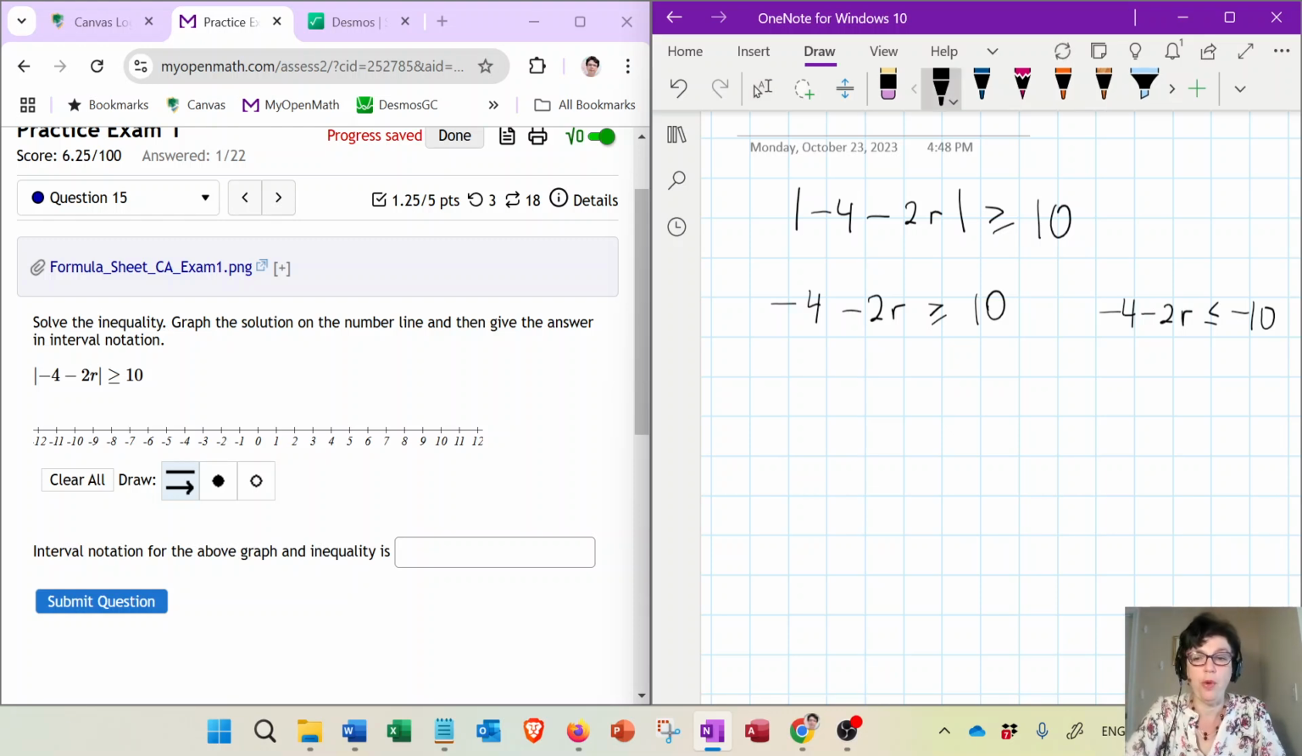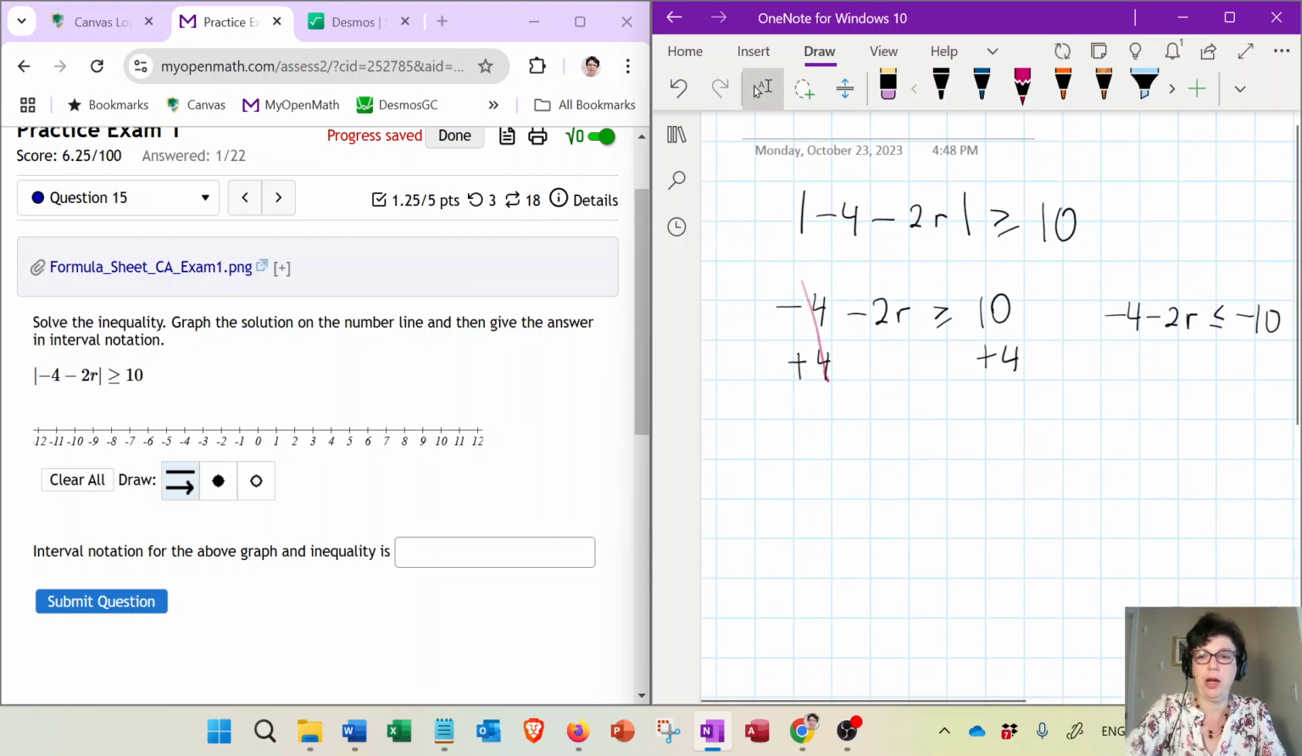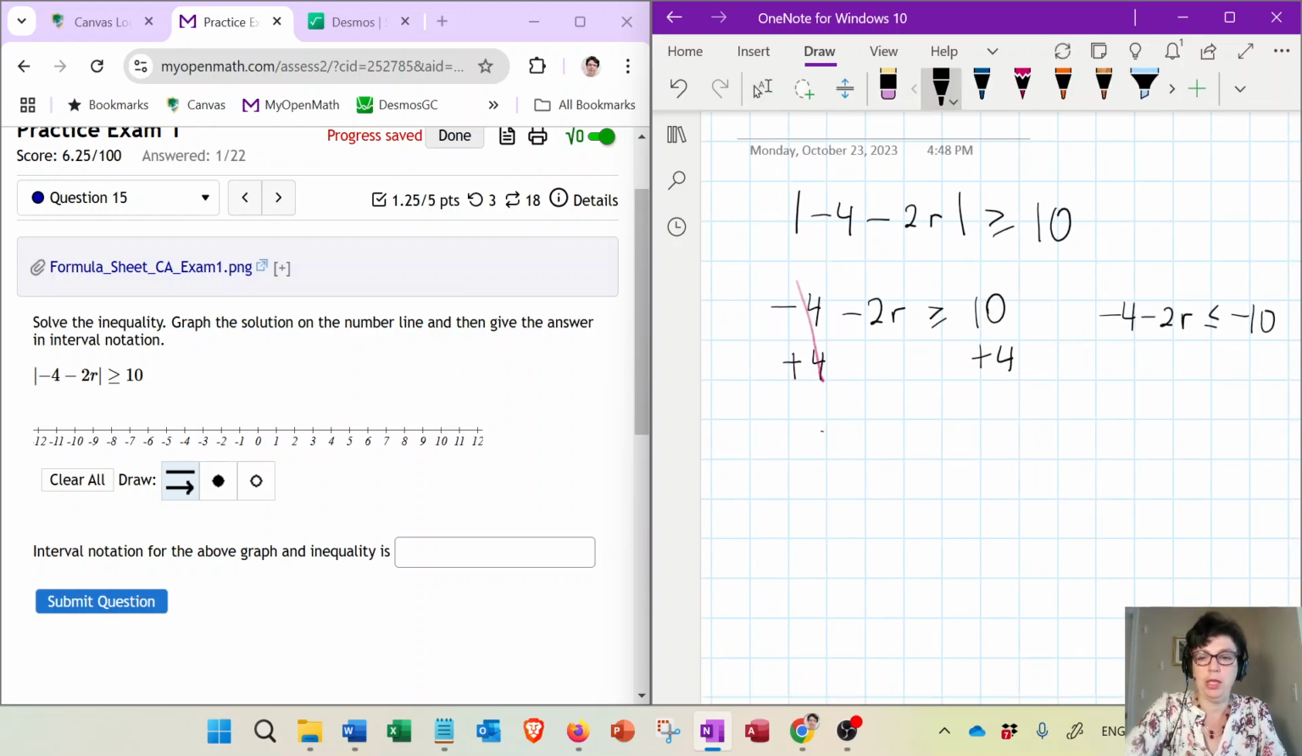All right, so let's solve the inequalities and then we'll have to combine them using union. To isolate the variable, let's add 4 to both sides. And remember that when we add or subtract a number, the inequality sign will not change. So here I will wind up with negative 2r on the left, greater than or equal to 10 plus 4. Well, that's 14. But now my next step to solve this for the variable is to divide both sides by negative 2. Now here is the problem.